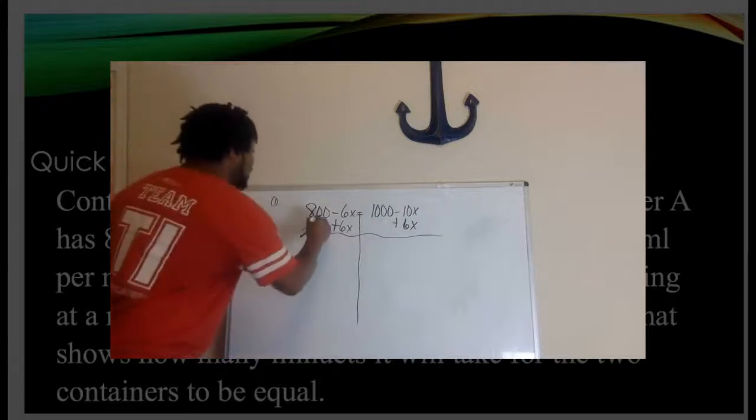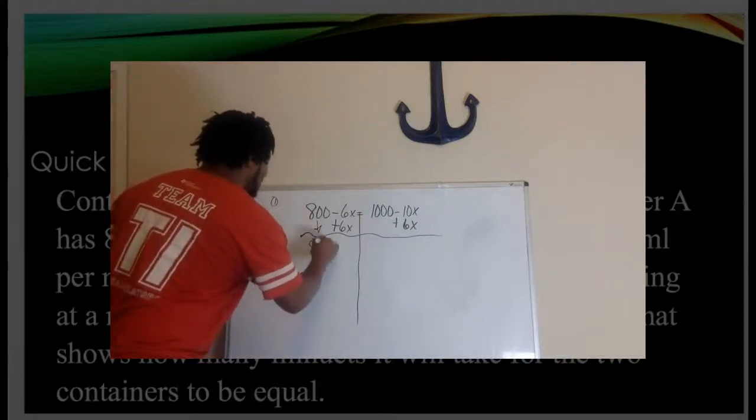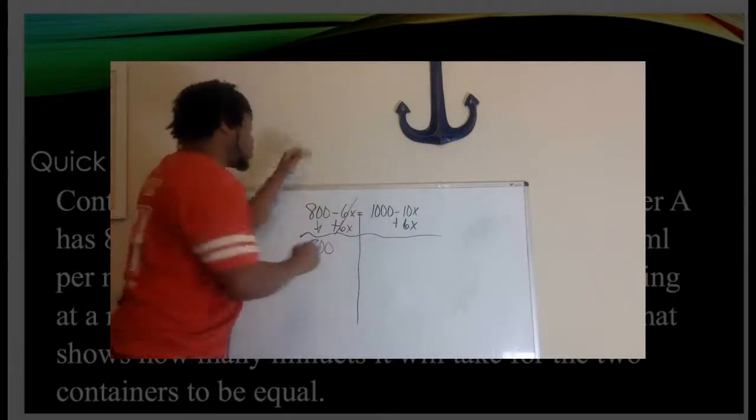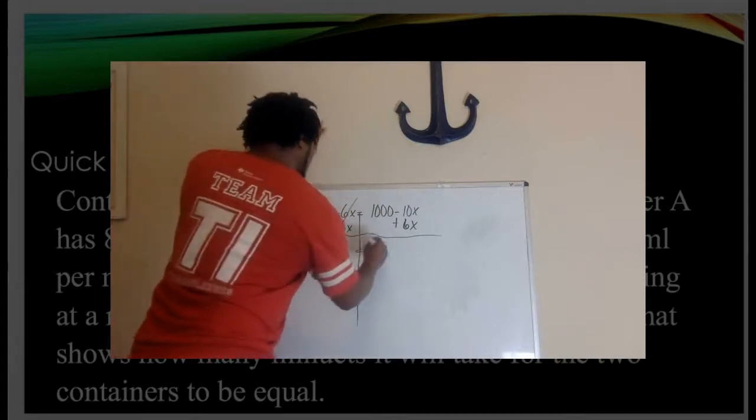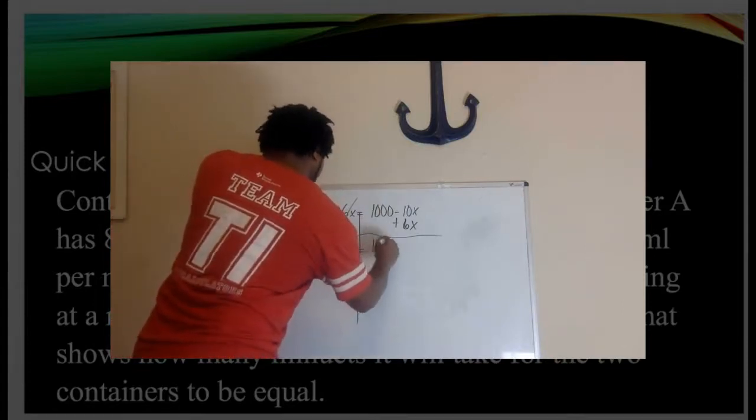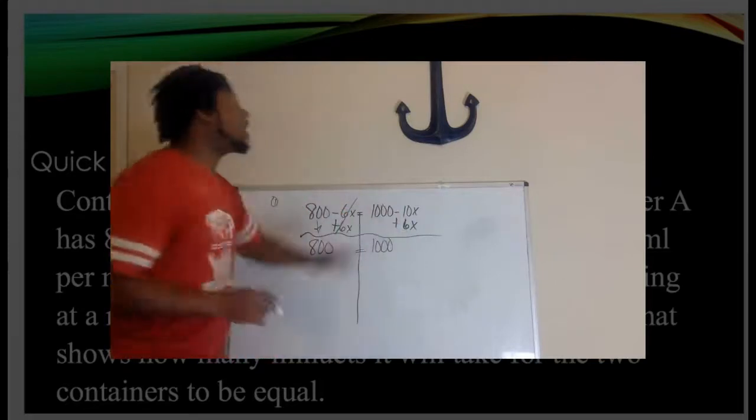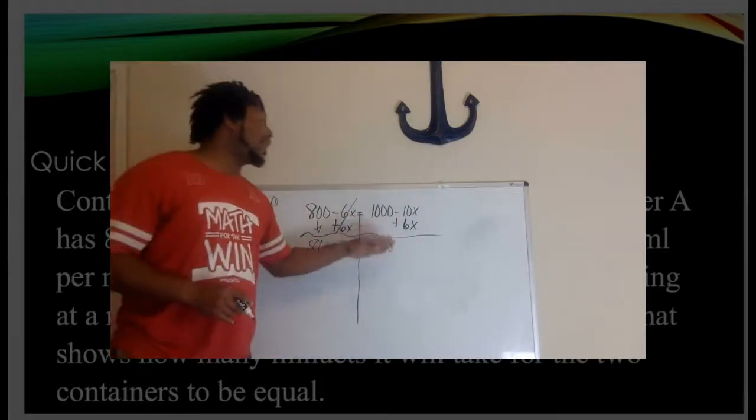So, the 800, we're going to drop that 800 down because nothing's happening with that. This is my zero pair, that equals 1,000. And now, you have a minus 10x plus 6x.